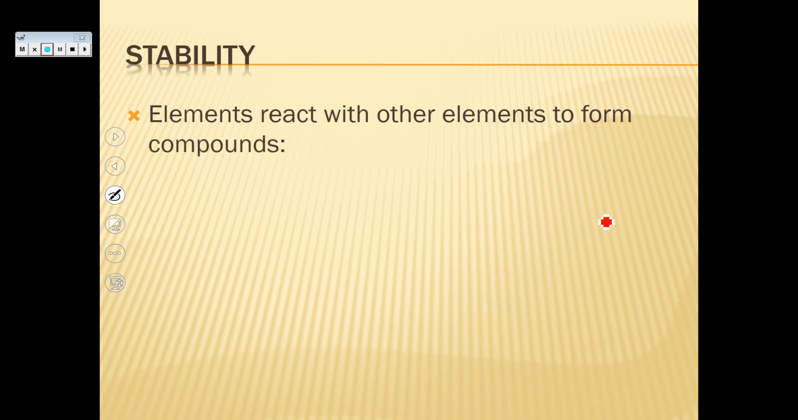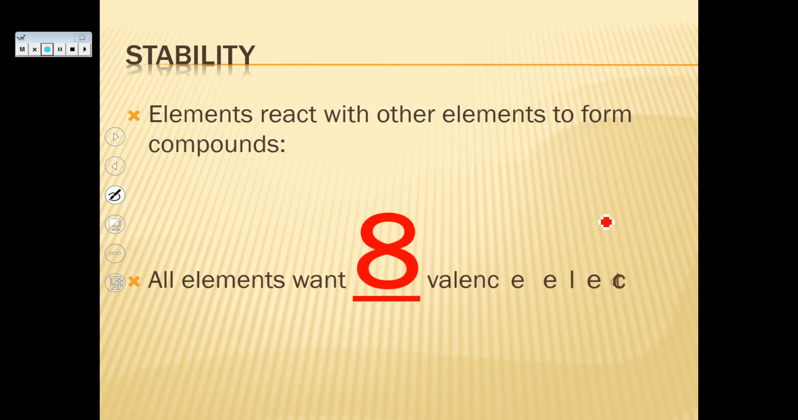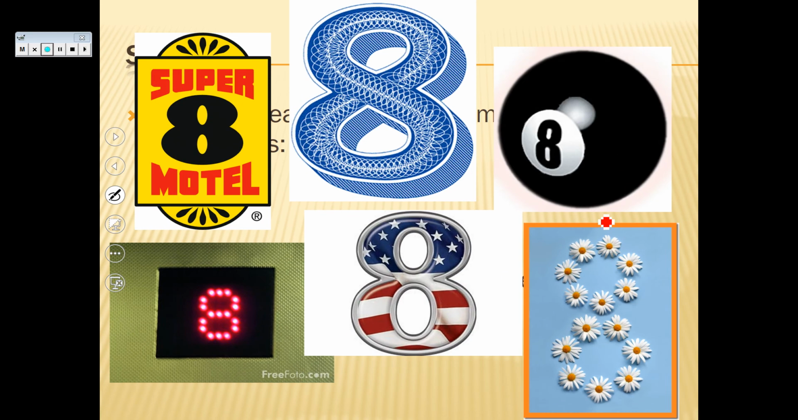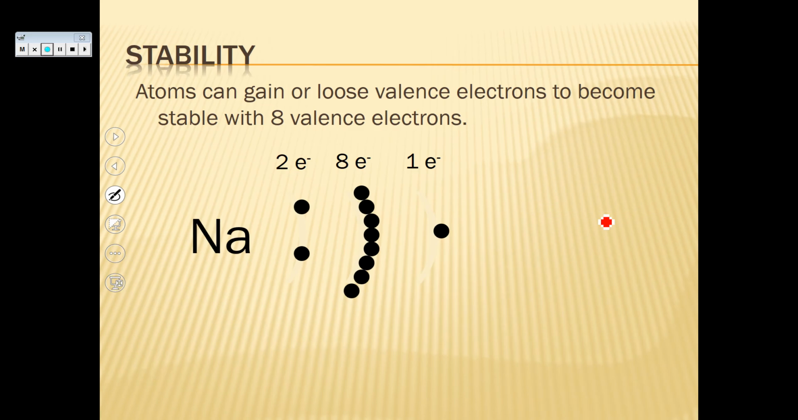Elements react with other elements to form compounds. All elements want 8 valence electrons, with the exception of hydrogen and helium. So 8 is the magic number of valence electrons that all the elements on the periodic table are trying to achieve. Atoms can gain or lose electrons to become stable with 8 valence electrons.